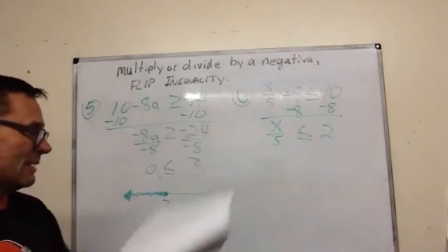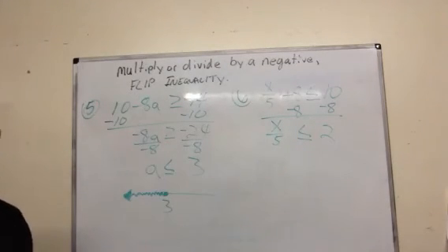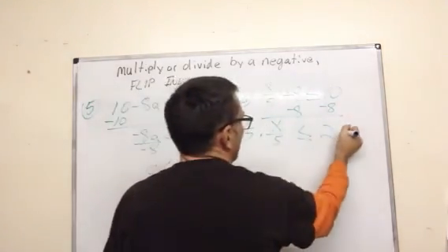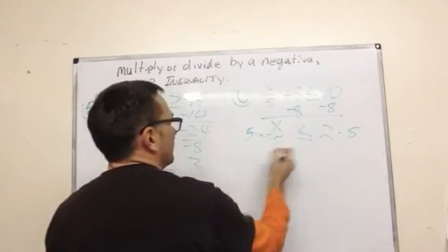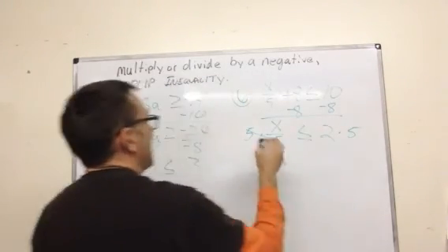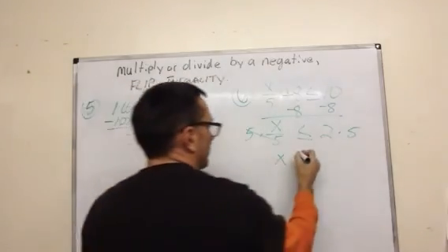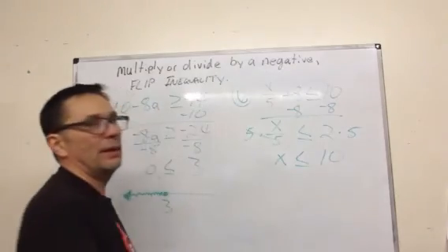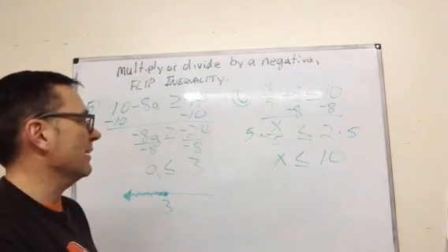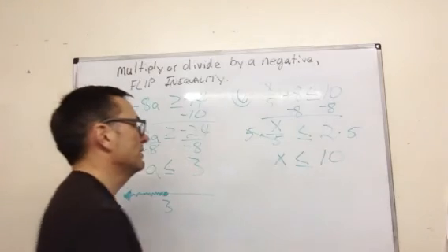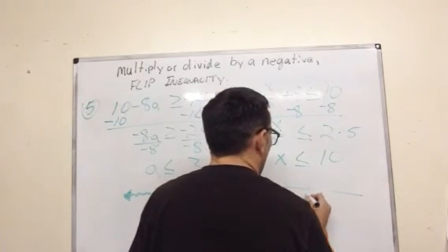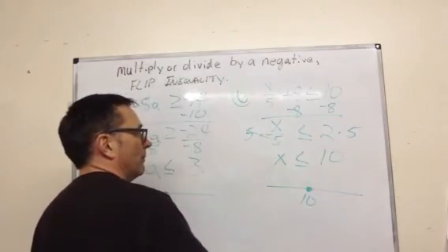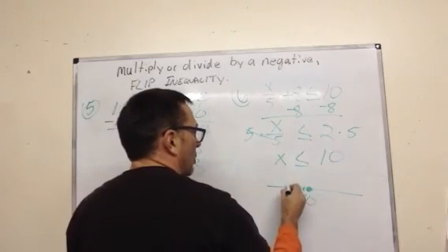So this is x divided by 5. The inverse of dividing by 5 is to multiply both sides by 5. The 5's cancel. I multiplied by a positive, so I don't have to worry about that rule. The inequality stays in the same direction. And we know 2 times 5 is 10. So our answer is x is less than or equal to 10. At 10, it's going to be a closed circle because it can also be equal to. Numbers less than 10 are going to the left.